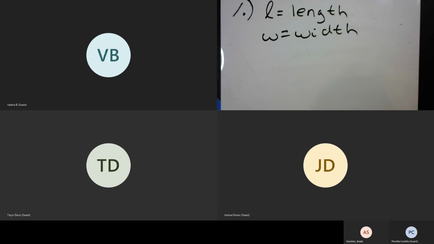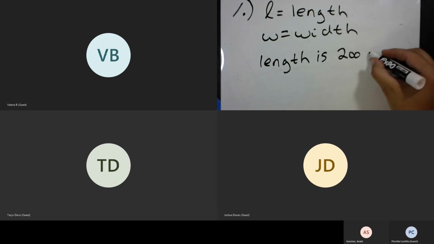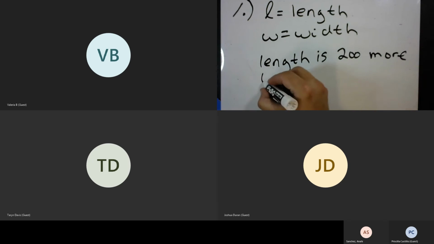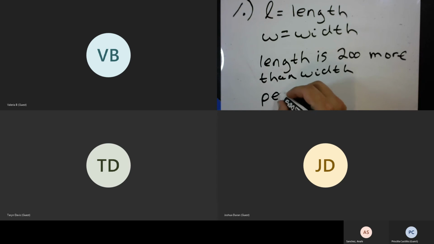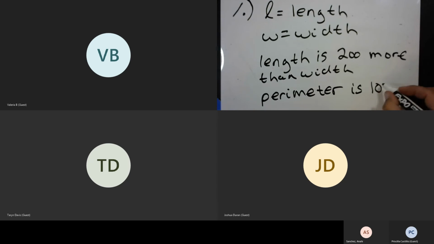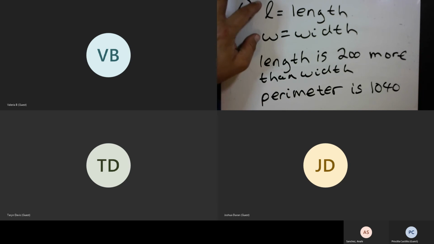Now, one thing we do know, length is 200 feet more than the width. We know that. We also know the perimeter is 1,040 feet. So this is the information we know, and this is what we don't know.